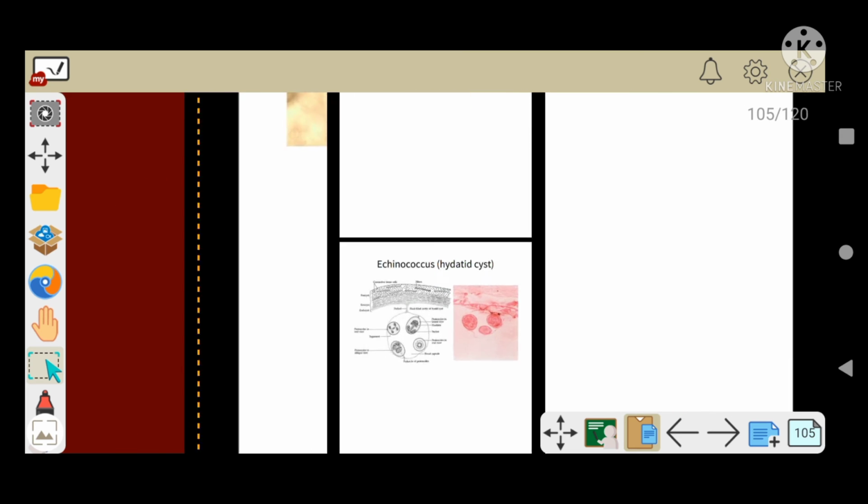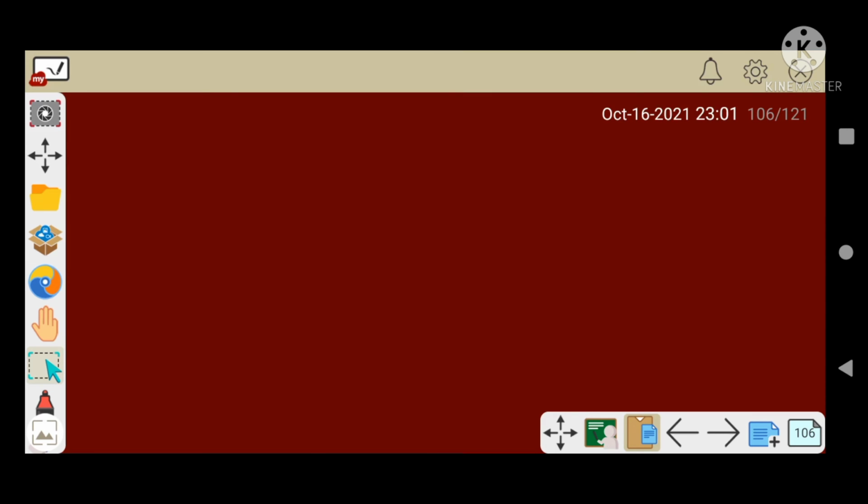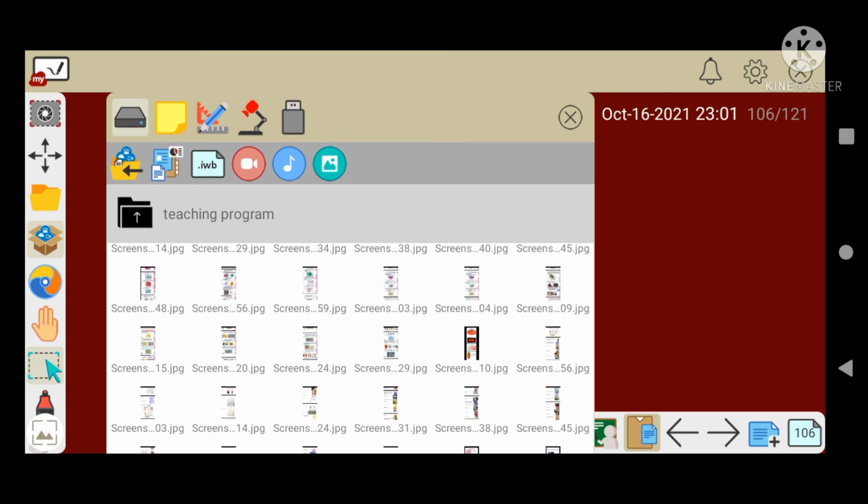Okay, this one is an Echinococcus hydatid cyst. Okay, see once. History is important, right? And diagnosis. Every image is not important, I'm just showing you. What is important, I will say by the side.